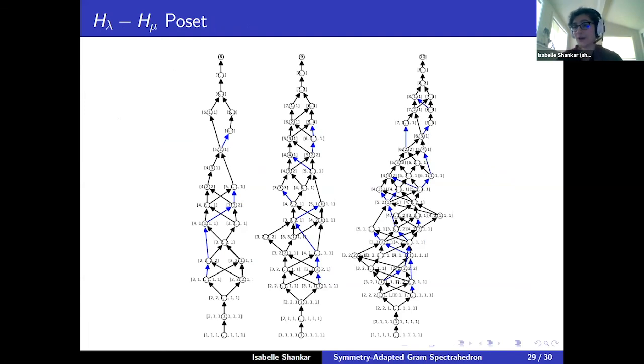Now, if a numerical certification is good enough for you, then these blue arrows are in fact all counterexamples that we found in partitions of 8, 9, and 10, and only in 3 variables actually.